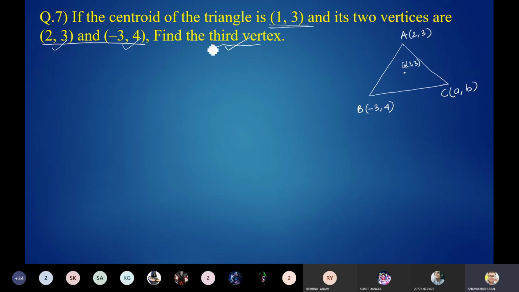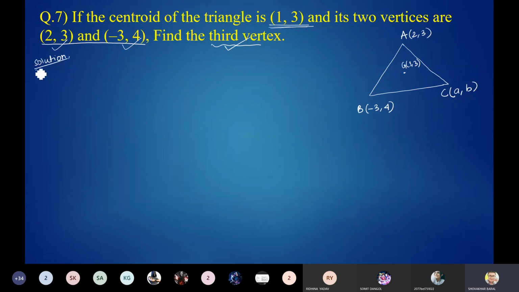I think this topic will be covered tomorrow. We will discuss the whole topic and complete it by tomorrow. And I wish to start a new topic on the next day, that is on Tuesday. So this triangle is A(2, 3), B(-3, 4), C(a, b). These are the three vertices, and we have got the coordinate of the centroid also. So let's find the third coordinate. Solution.